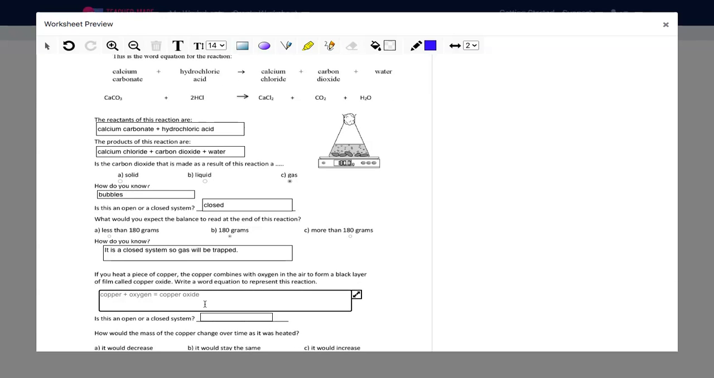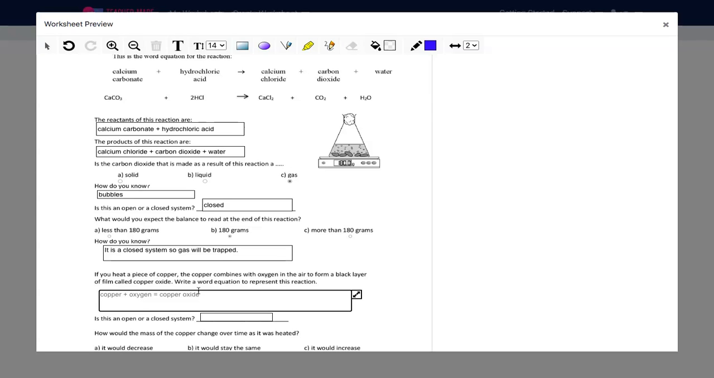If you heat a piece of copper, the copper combines with oxygen in the air to form a black layer of film called copper oxide. So this is a completely new scenario. So we have a piece of copper and we're heating it up with a flame, and it's going to combine with oxygen from the air. So already you should be thinking that this is an open system. If we think about just the copper as the system, it's an open system because it's reacting with oxygen out of the air to form a black film called copper oxide.